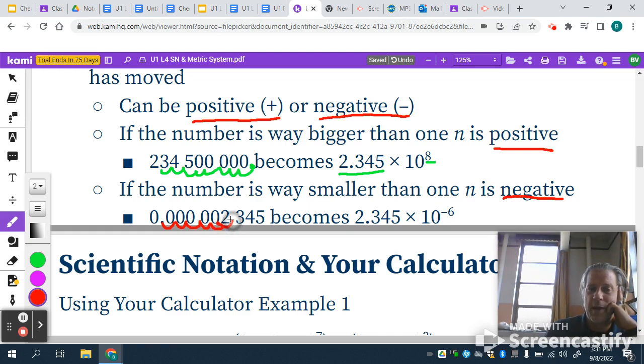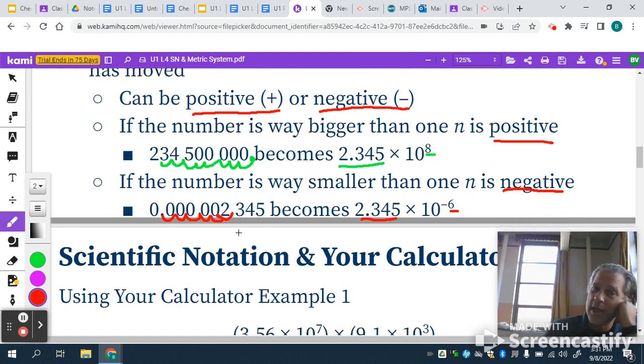Move the decimal one more spot. Look at that. I'm 2.345, which is the number that we're going to record for our M value here. Now, the exponent is going to be 6 because that's the number of places I move the decimal: 1, 2, 3, 4, 5, 6. And it's going to be a negative value because my original number was smaller than 1.